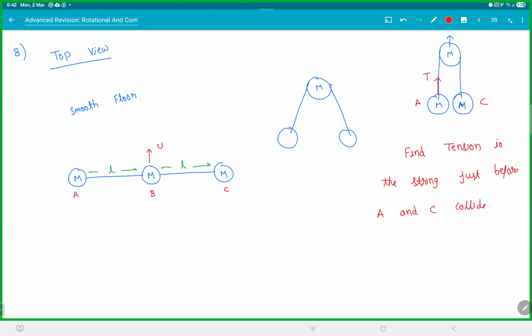Meaning, if it was a paragraph question, I'll ask you to find the velocities of A, B, C just before collision and find the tension in the string. That will be my two equations if it's a paragraph. So you need to find the velocities. Start from there. That is the standard model. The tension part is interesting.